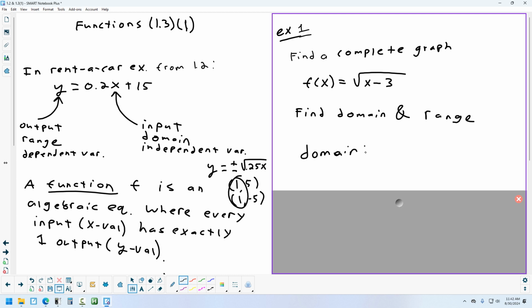Is a square root function one of the functions I said you have to be careful with when you're dealing with domain? Yeah, it's one of the two. The other one has the variable in the bottom of a fraction. I don't think we're going to talk about those today.